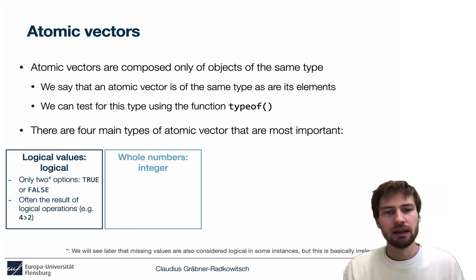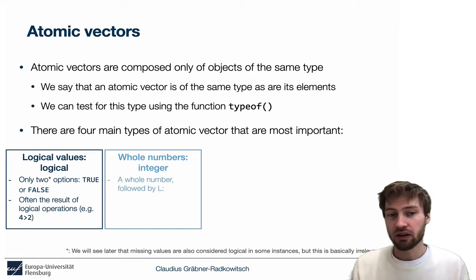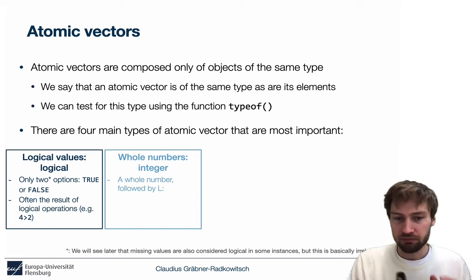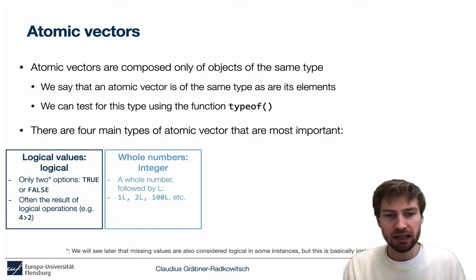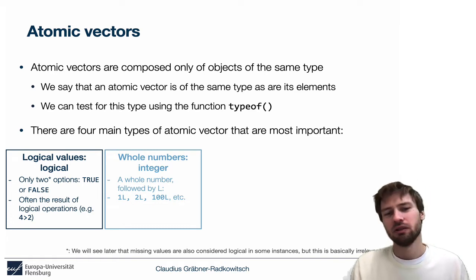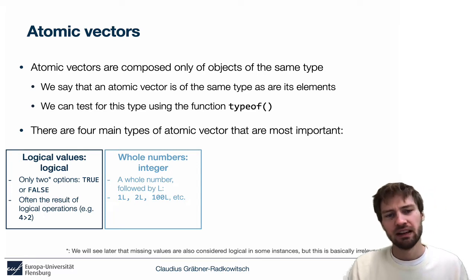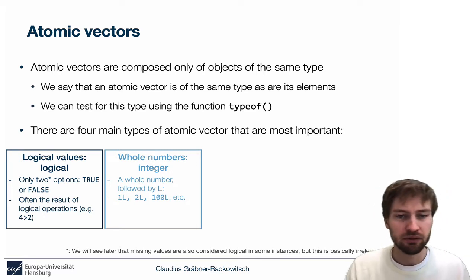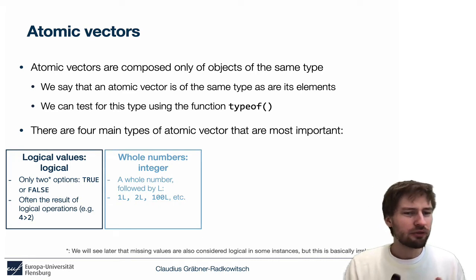The second type are whole numbers. In R, these are called integers. A whole number in R is always followed by the big letter L. So if you want to create a whole number 1, you need to write 1 big L, or 2 big L, or 100 big L. Why is that? Well, you can read about this in the tutorial. It has some historical reasons, and it has to do with the predecessors of R in terms of a programming language.